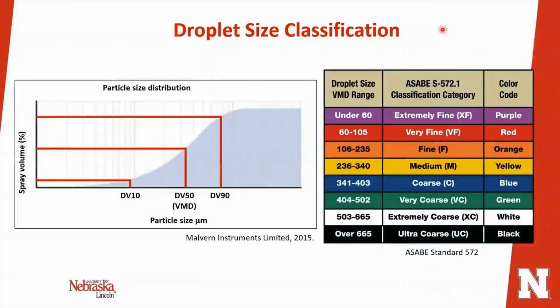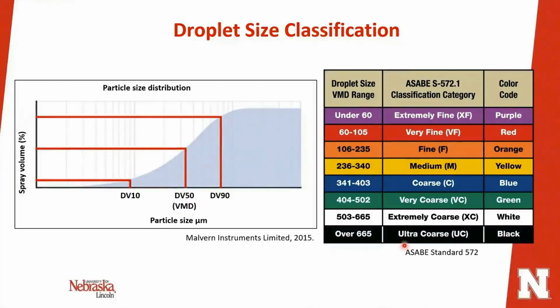To help us understand the droplet size scenarios during pesticide applications, the industry came up with this very nice color-coded droplet size guide, so we can understand what droplets we are producing for different nozzles and solutions. They are based on the VMD, and if you take a look at this graph on the left, the VMD is the droplet size that divides our spray volume in half. So this droplet size classification is based on that value.